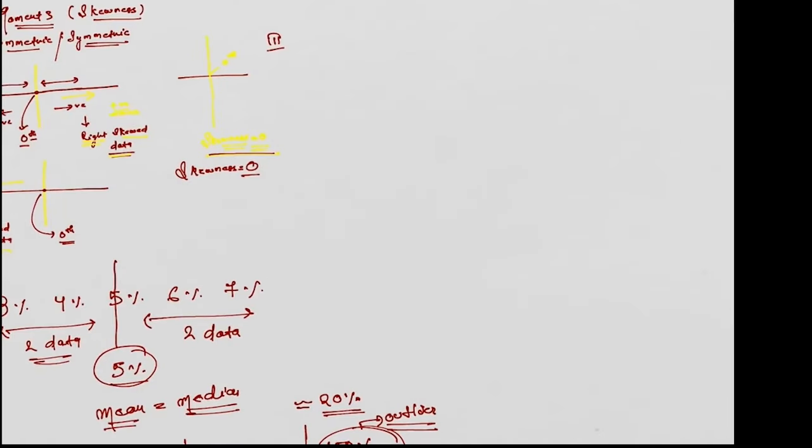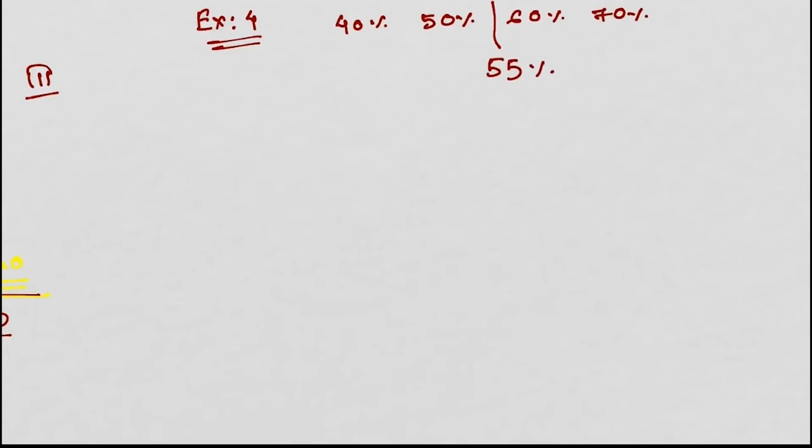Now look, let's enter into another example, example 4. The example would be of negative skewness. So I have data which is 40%, 50%, 60%, 70%. I'm asking you, what is the mean and median? If you calculate properly, the mean and median would be 55%. And now add the value, let's say negative 400%. You can understand that the median will shift to 50, but the mean will shift to near about negative 400%. So here the mean would be very much less than the median.